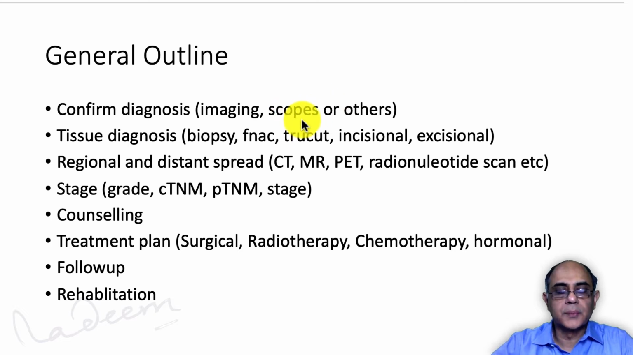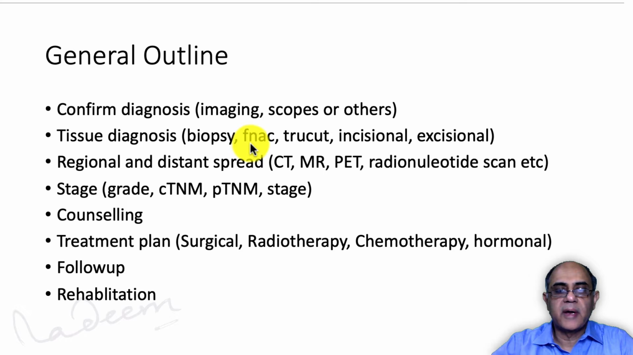Gastroscopes, colonoscopes, endoscopic pancreatography, ERCP. So there are a lot of endoscopic examinations which we can do to confirm our diagnosis. So when we have confirmed our diagnosis, we need to take a biopsy. You need to take a tissue diagnosis of that tumor. So you can take a biopsy by different routes.